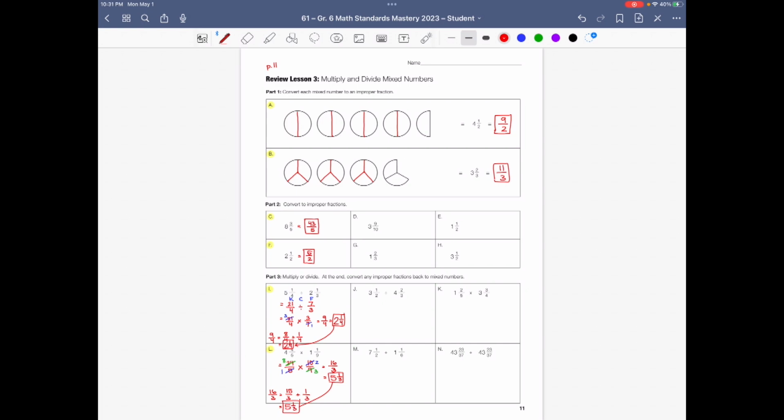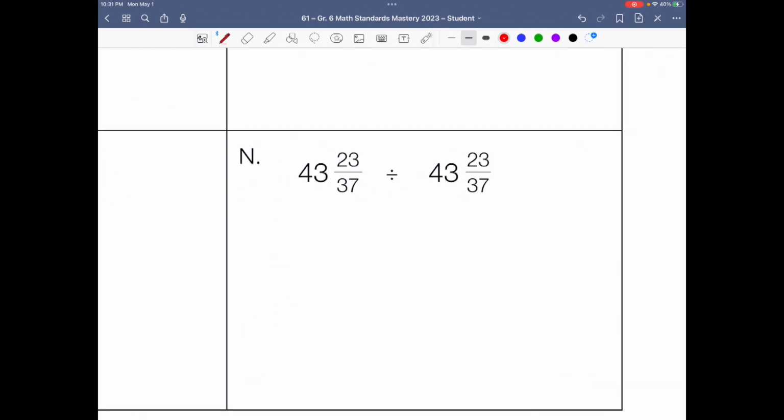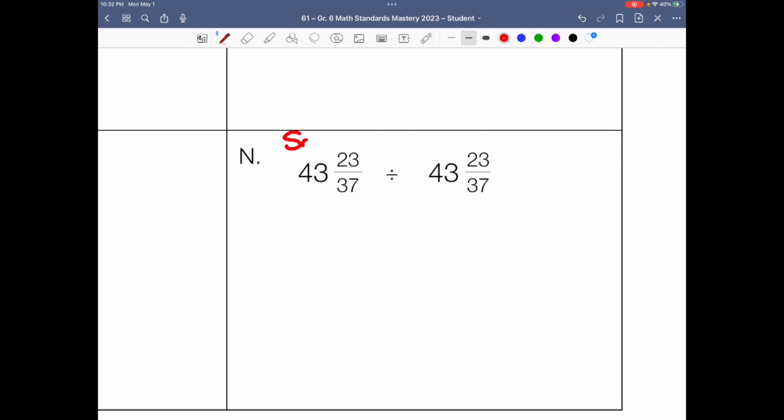Let's go over one more example together, which is a special case. Take a look at box N. So you'll notice that this problem is very complicated. So rather than solve it the way that we have been doing it, let's go ahead and solve by inspection instead. Write down solve by inspection.